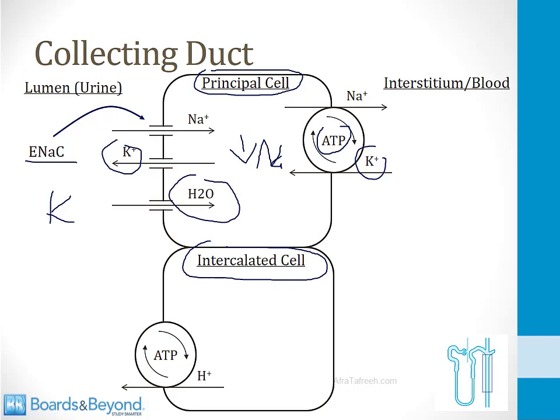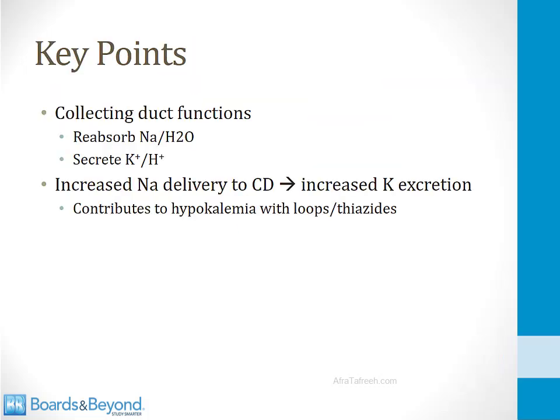The main role of the intercalated cells is to secrete acid. They secrete hydrogen ions into the urine via an ATP pump. So here I've summarized some key points about the collecting duct in terms of its functions. It reabsorbs sodium and water, and it secretes potassium and hydrogen.